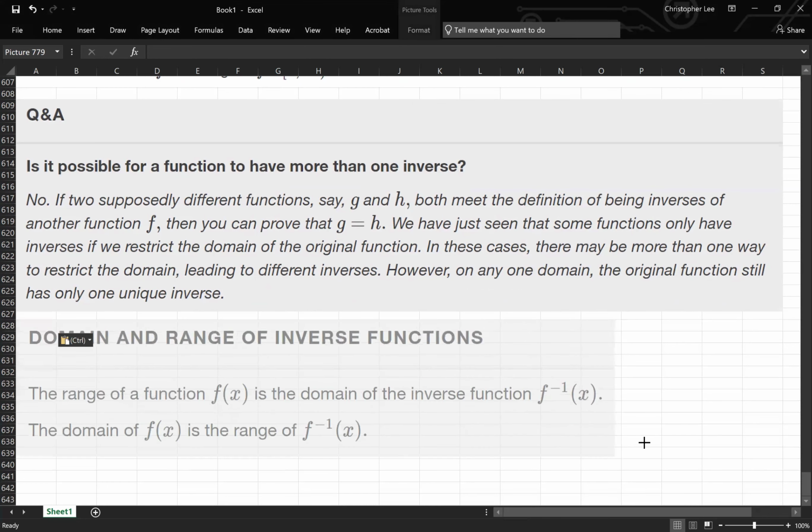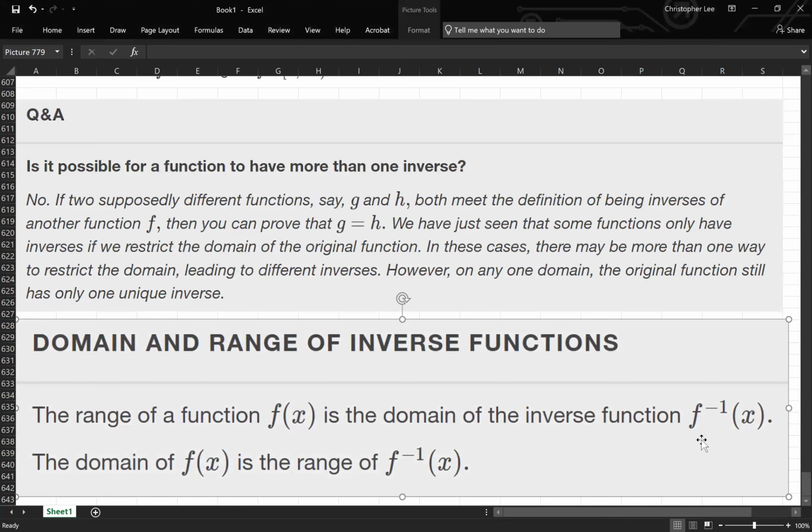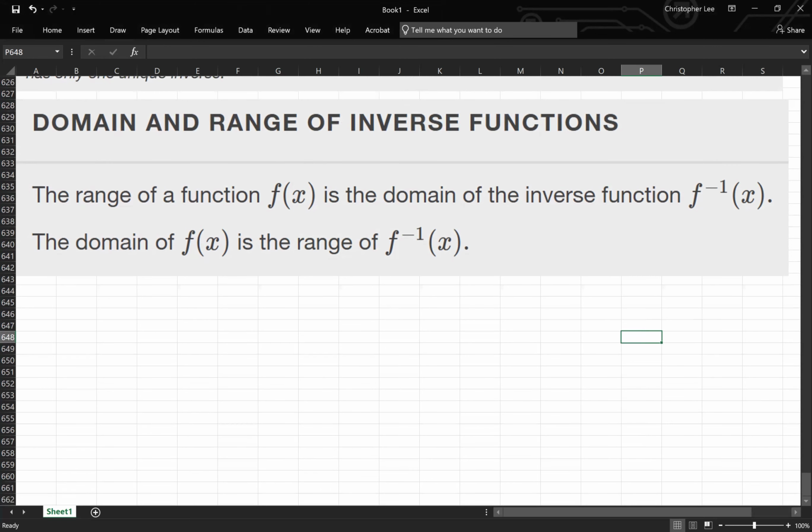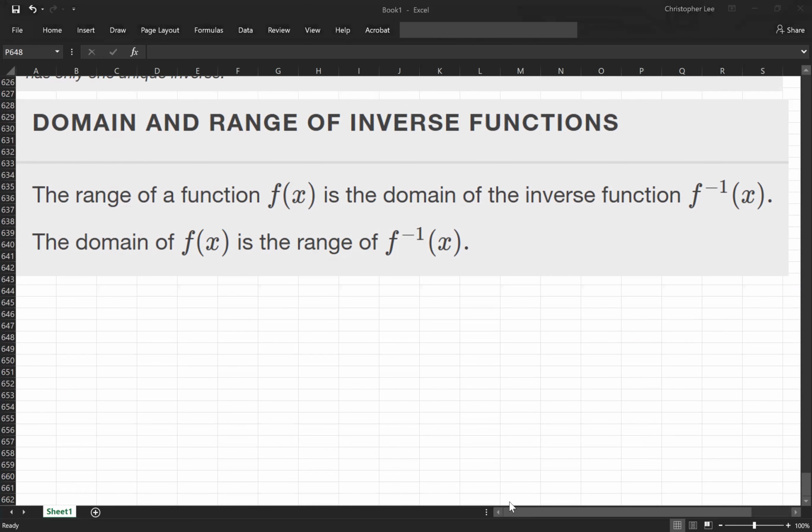So domain and range of inverse functions. The range of a function f of x is the domain of the inverse function f inverse of x. And the domain of f of x is the range of f inverse of x. I don't know if you caught it, but I just repeated myself there. It's the same thing I've been saying. It might sound new, but it's not.